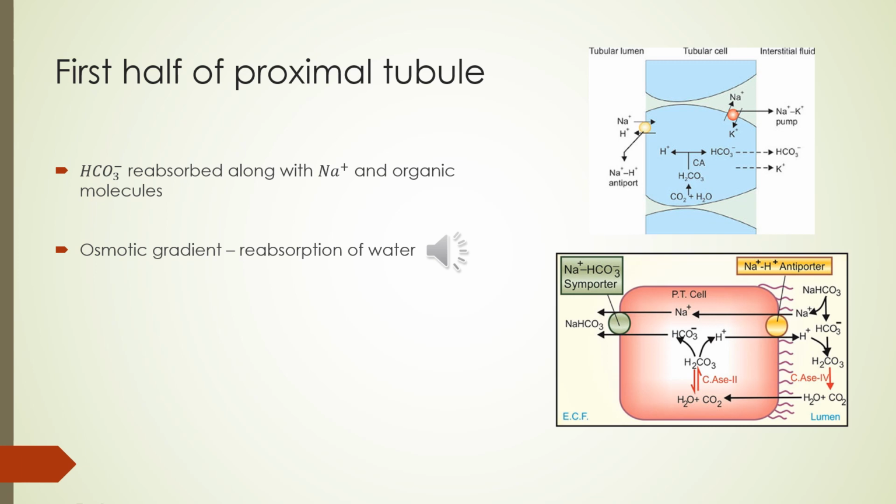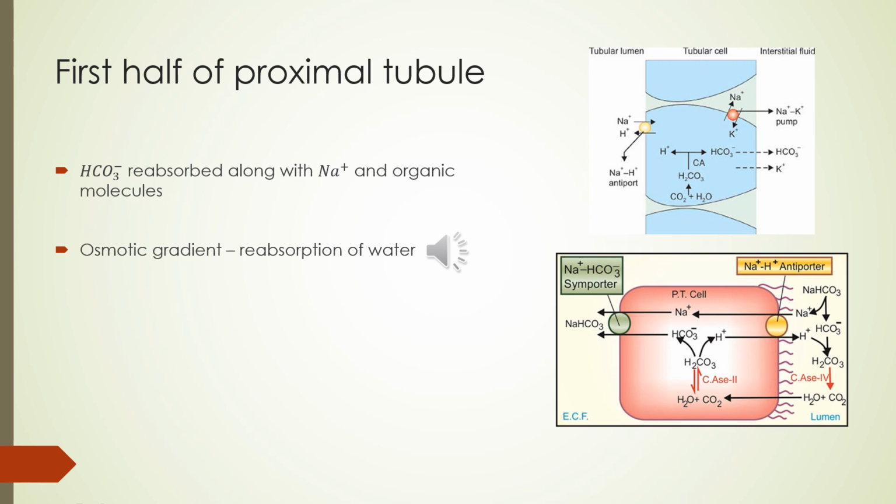The bicarbonates are reabsorbed from the first half of proximal tubule along with sodium ions and organic molecules. And these bicarbonates are reabsorbed in the form of carbon dioxide. For more clarity, I have given a second picture. Don't get confused. Here, in this second picture, the tubular lumen is on the right side. So you should understand the picture keeping that in mind. Unlike other pictures, this picture has its tubular lumen on the right side.